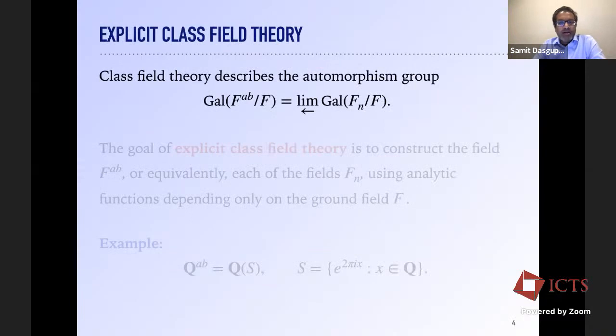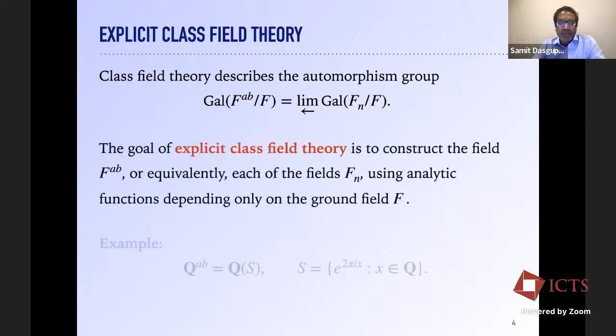Now, as I just described, class field theory tells you the Galois group of F^ab over F, or equivalently the Galois group of each of these F_n's over F. You can describe this as some quotient of the ideles of F, and we'll discuss that a little later. But the goal of explicit class field theory is to construct the field F^ab itself rather than just to describe its Galois group. That is, we want to describe F^ab, or equivalently each of the fields F_n, using analytic functions depending only on the ground field F.